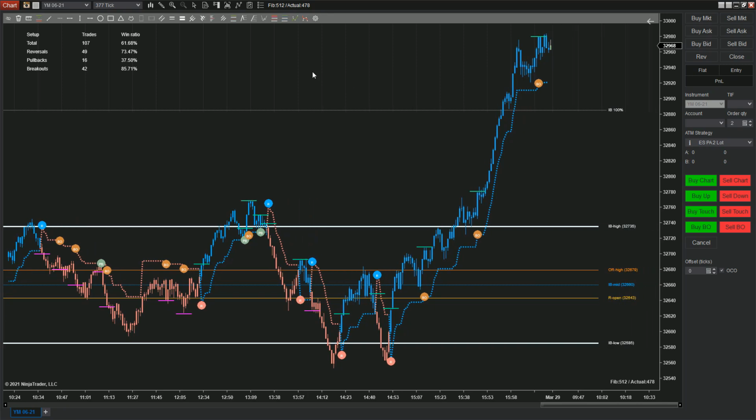So I've got a 377 tick chart here in the YM. I'm running our tick size calculator here. Now I'm using a 377 even though our tick size calculator is suggesting a 512. It's doing that because the last move up here was so extreme. It went out to a 512.